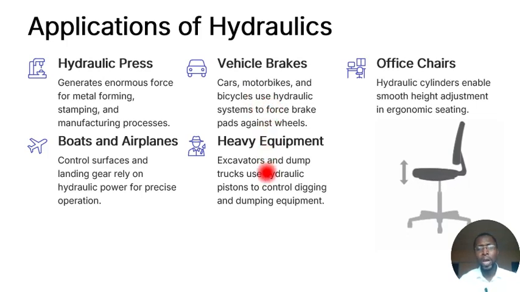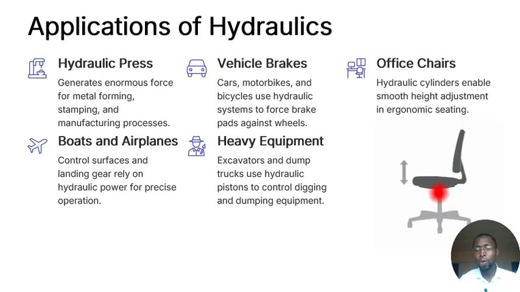Then we make use of hydraulics in heavy equipment like excavators and dump trucks. They make use of this hydraulic piston to control digging and dumping equipment. And lastly, we also make use of hydraulics in our office chair. You could see a typical example here. So the hydraulic cylinder enables smooth height adjustment in an ergonomic setting. You probably would have seen this kind of seat where you can increase the height or decrease the height of the seat.